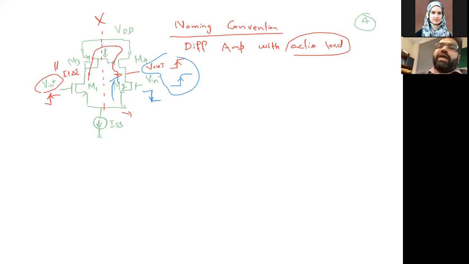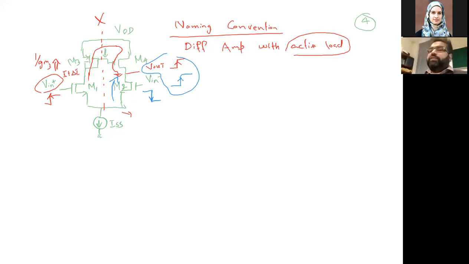Why? If we see the input impedance at this point, that's going to be 1 over gm3. Whereas what's the impedance here? ro4. They are not symmetric anymore. Therefore, we cannot separate the half circuit and analyze it. We have to analyze the circuit in overall totality.